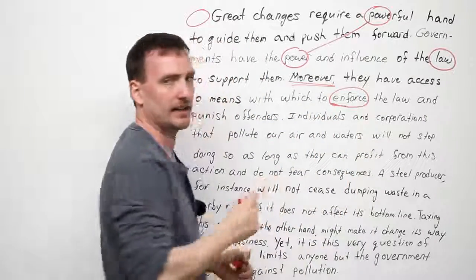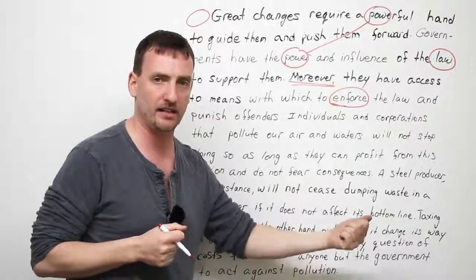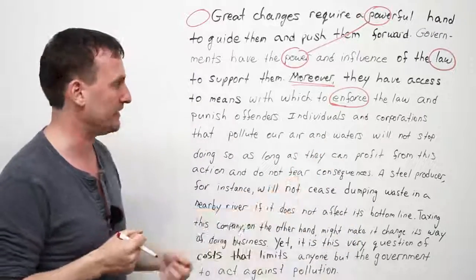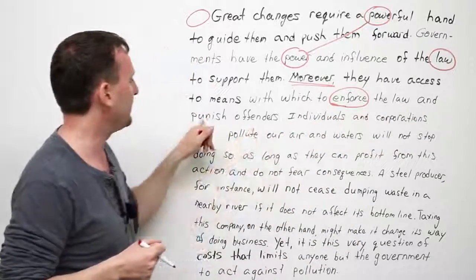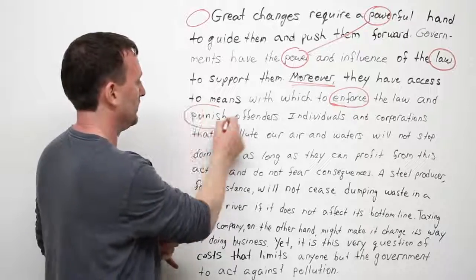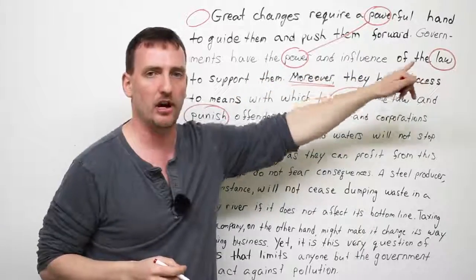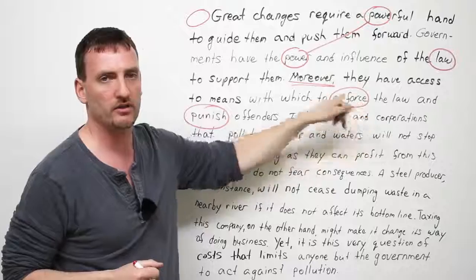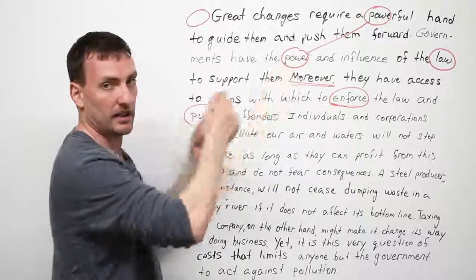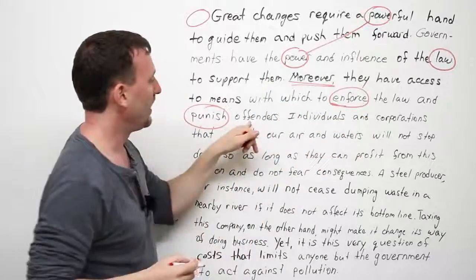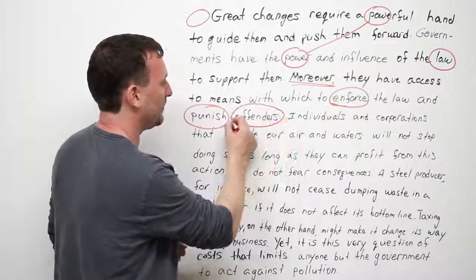So here, again, another idea. Enforce means put into effect, make sure that it actually happens. Enforce the law and punish offenders. So they have the power of the law. With this power, they can enforce and punish. Everything, I'm connecting everything to everything. Offenders. Now here, I'm talking about offenders.